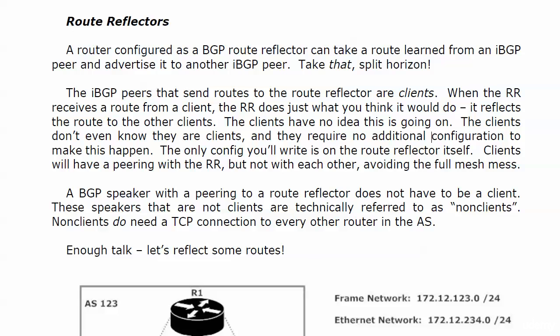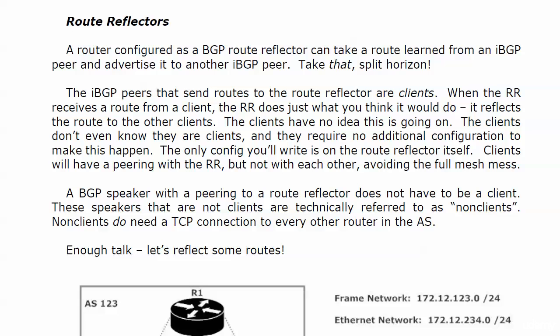Now, the peers that send routes to the route reflector are referred to as clients. And when the route reflector gets a route from a client, the reflector does just what you think it would do. It reflects the routes to other clients. Now, the clients have absolutely no idea this is going on. The clients don't know they're clients. They don't care that they're clients. And they actually don't require any additional configuration to make this happen. The only config you need for route reflectors is written on the route reflector itself.